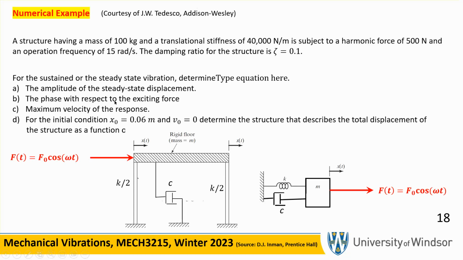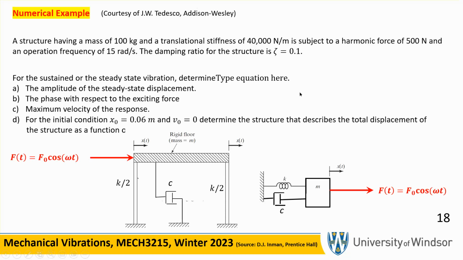The phase with respect to the exciting force, this is theta, and the maximum velocity of the response, okay? And for the initial condition given here, notice that these things do not require the initial condition. These things pertain to steady state vibration, okay? But if you want to plot the whole thing, we have to know the initial condition, the entire solution, including the transient that dies out, okay?